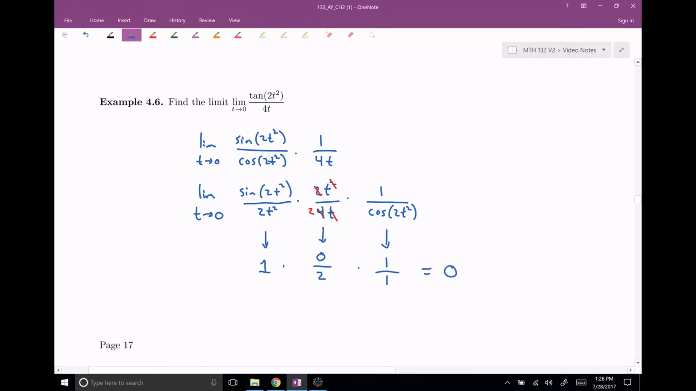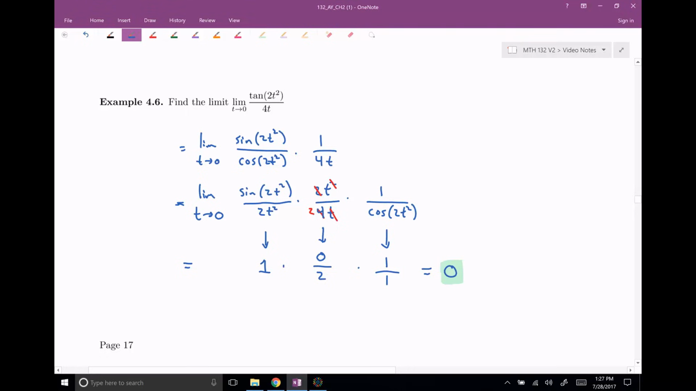So remember, this is technically using a product rule for limits, right? The product rule for limits was exactly what you wanted. You could just take the limit of each one of these pieces and then multiply it together. The product rule for derivatives is much more complicated, as we've seen. But the product rule for limits is really, really nice, right? You just take the limit of each one of these pieces, then you multiply it together, and that gives you the final result. So in this case, the limit of tangent of 2t squared over 4t goes to 0.